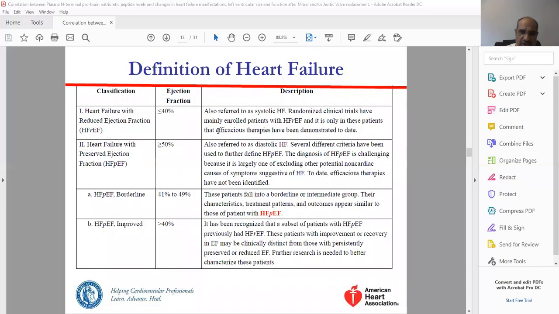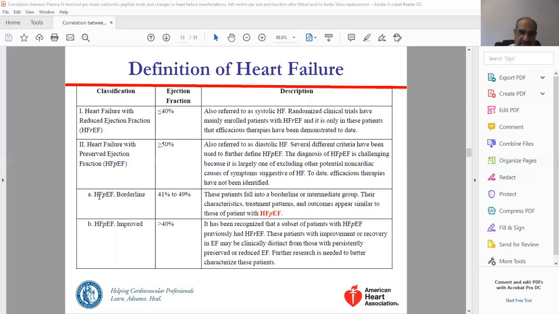The ACC/AHA put a classification more or less similar, but instead of saying mid-range, they said HFpEF borderline. So they put this group between 40 and 49 as HFpEF but borderline, and they consider them mainly behaving like HFpEF. But unfortunately, this does not sound right. Why? Because we know from the last study, the PARAGON heart failure study, that most of those patients behave like HFrEF, mainly not HFpEF.